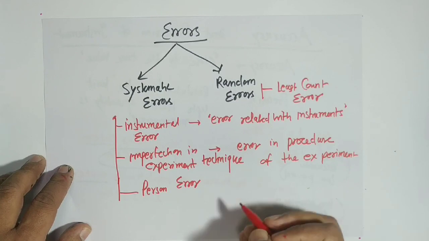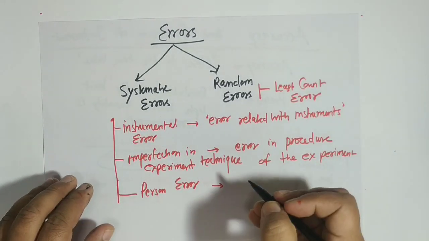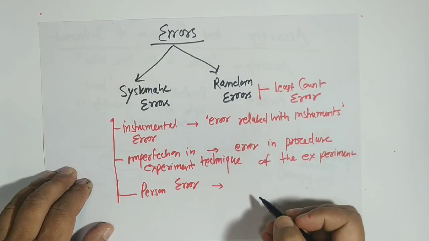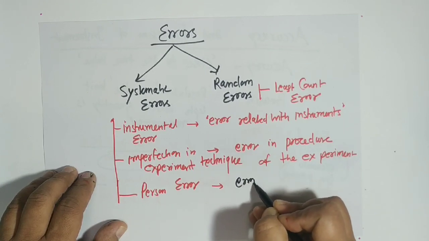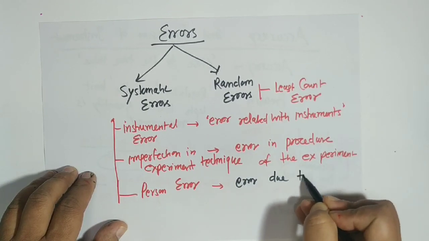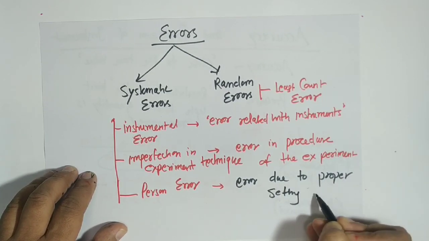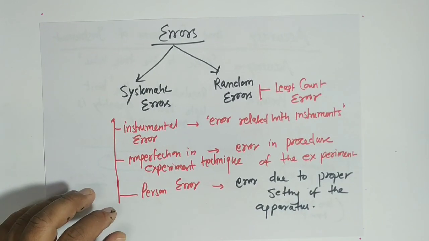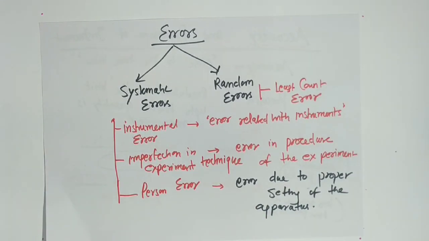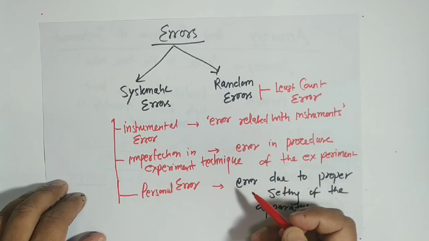Are you getting it? And then the last one is personal error. Personal error, all of you know, that is carelessness due to the lack of proper setting of the device. Error due to what? Proper setting of the apparatus. You have taken a device but you are not able to set it. Then that is a personal error. And if 3 plus 2 I have written 6, that's a personal error.